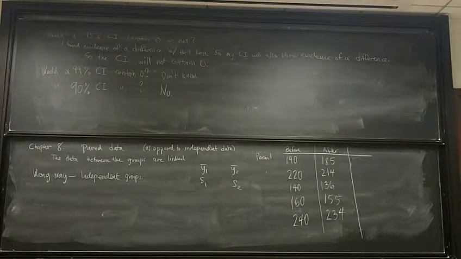What do I have? 190, 220. Call them out for me, please. One. 140, 160, 240. Okay, so the mean of that column is 190, and the standard deviation is 41.23.